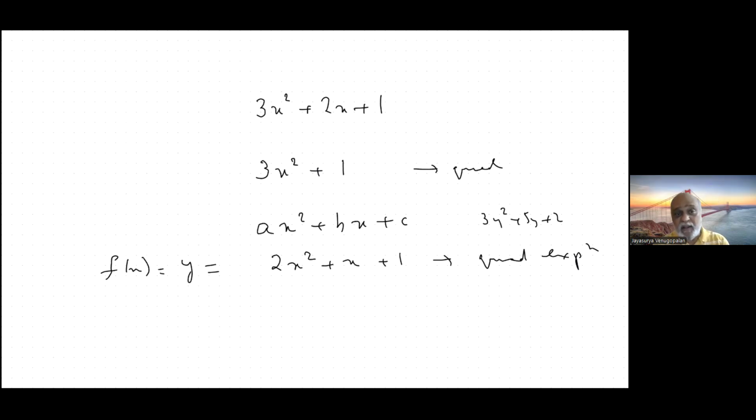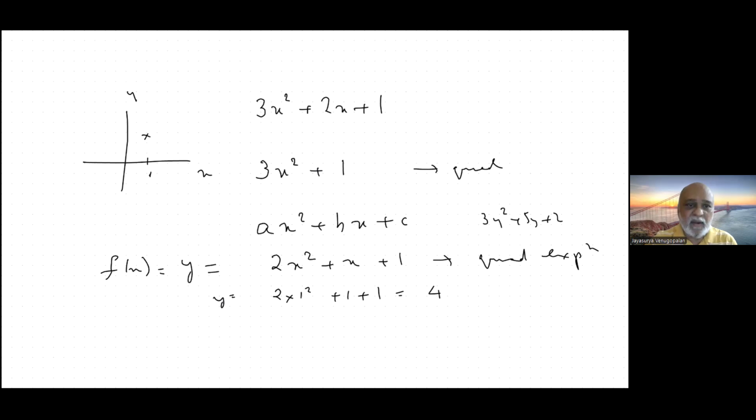What it means really is that if I take the xy axis, x and y axis, and if I take a value of x, let's say 1, I substitute this in this expression. So 2 into 1 squared plus 1 plus 1 is equal to 4, right? So the value of y is 4. So corresponding to 1, I plot 4. This is 4.